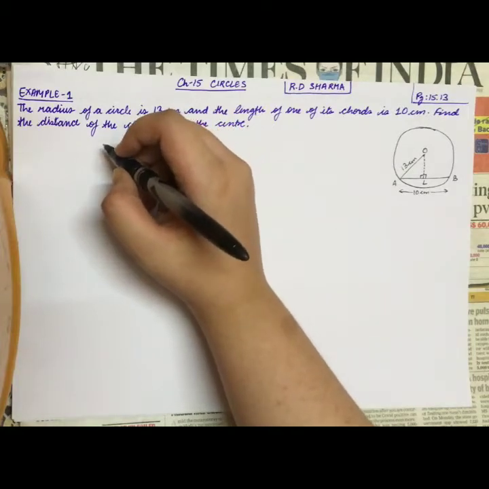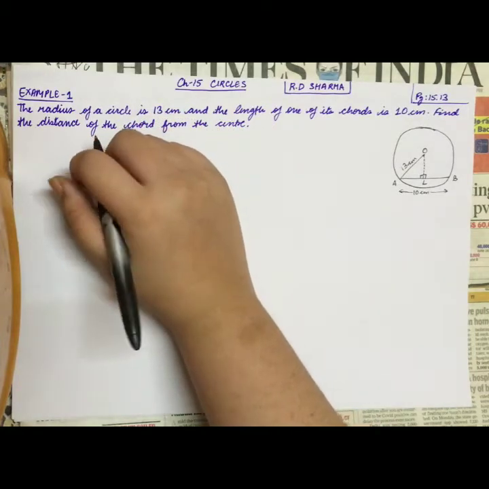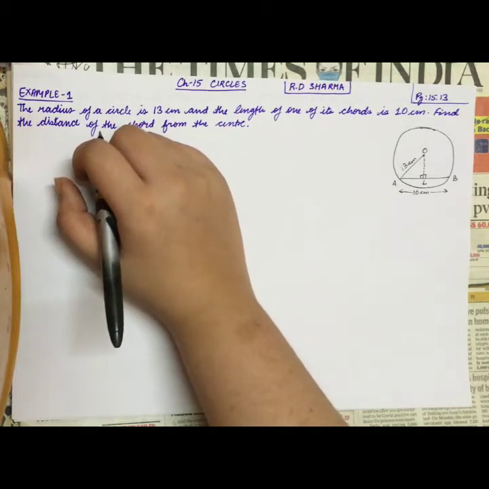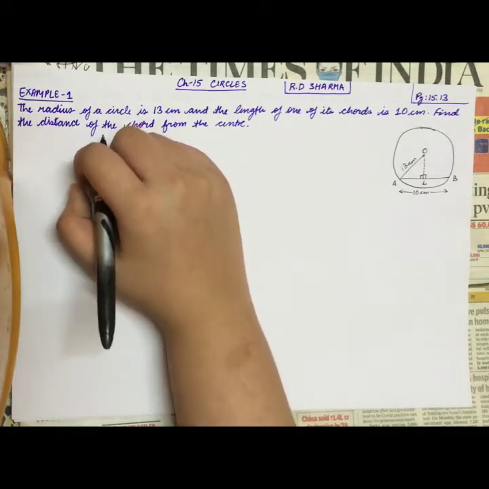Hello everyone, today we will start chapter number 15, Circles, from R.D. Sharma. We will start with example number 1.